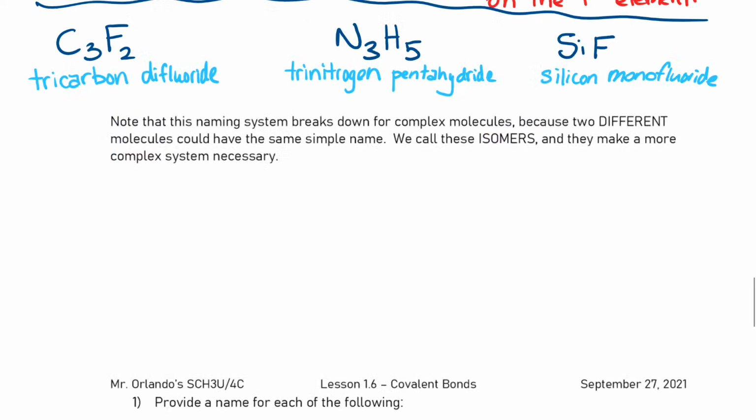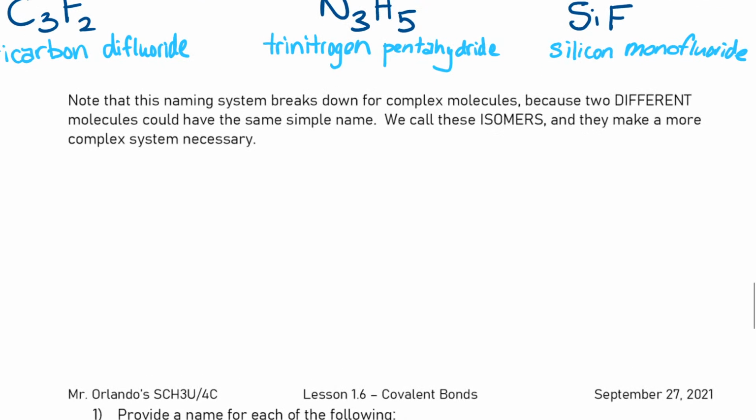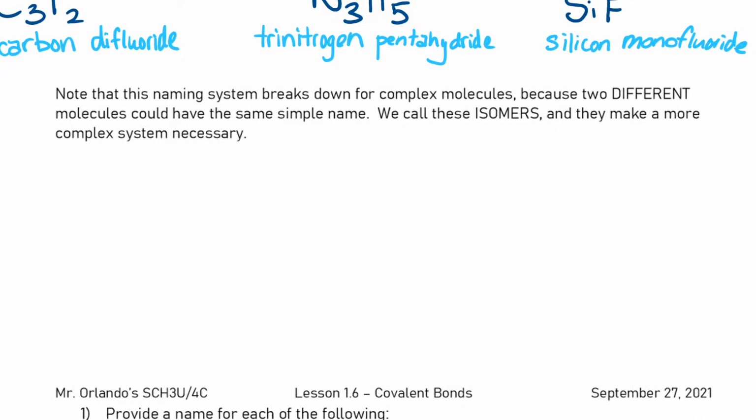Now, I want to note something, which is that this system breaks down for complex molecules, because two different molecules can have the same simple name. You don't have to worry about this too much right now, but just be aware that this system you're learning here is kind of a basic system or an introductory system, and there are more complicated systems that we have to use when we get to more complicated compounds. So don't worry about that in this course. You're going to worry about that plenty if you take the 4U Chem.